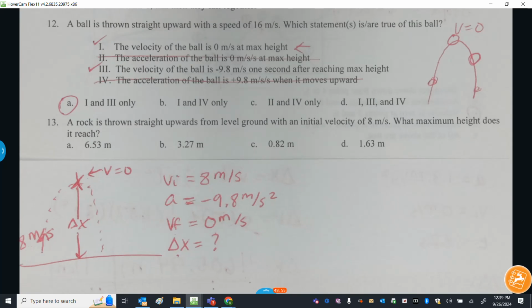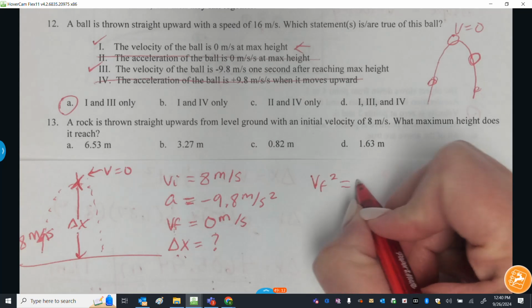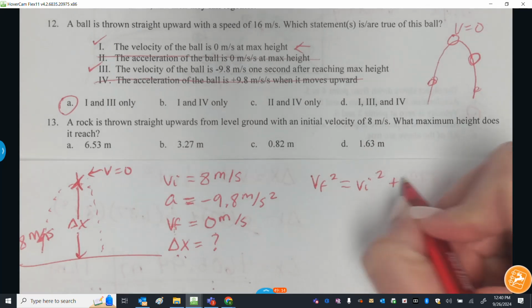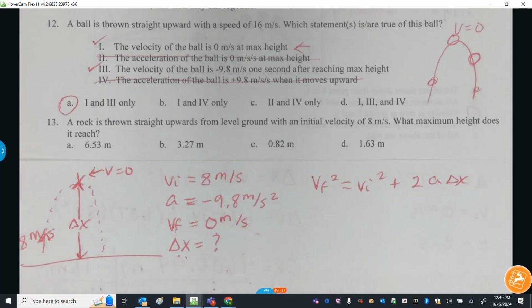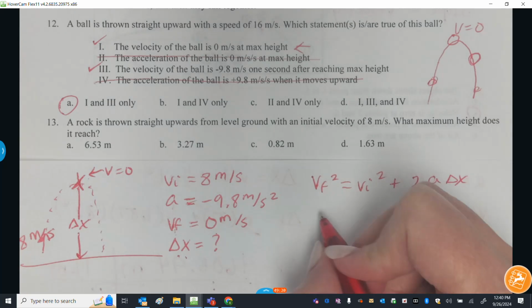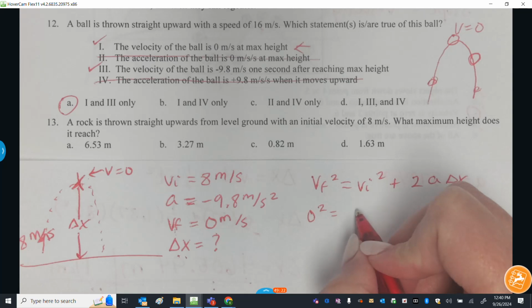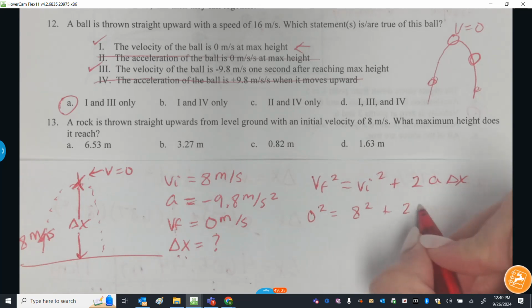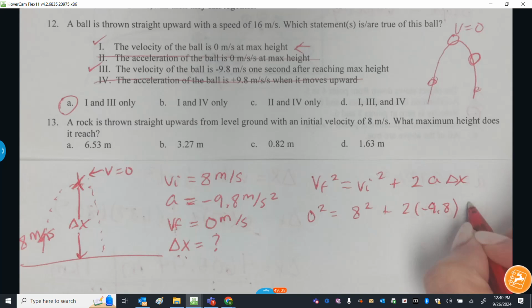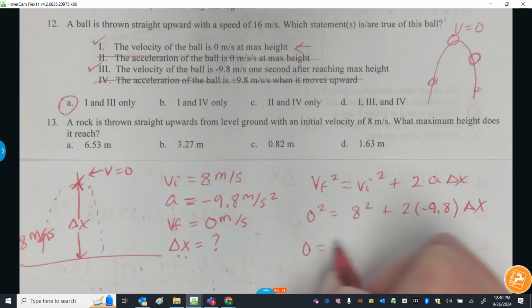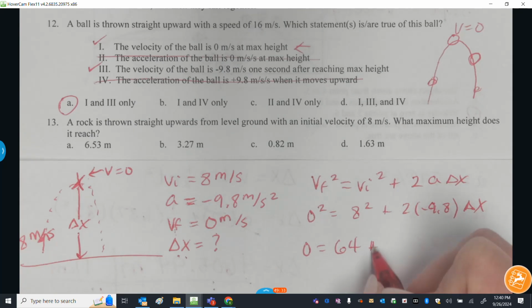If I take a look at my equations on the board, I'm looking for one with VI, VF, and delta X. I don't really want to see time in the equation because I don't know what it is. I could find it, but I'd prefer to do this in one step. And the only equation that allows me to do it in one step is this one: VF squared equals VI squared plus 2 times A times delta X. So that's what we're going to substitute into. 0 squared equals 8 squared plus 2 times negative 9.8 times delta x. 0 squared is 0, 8 squared is 64, 2 times negative 9.8 is negative 19.6.